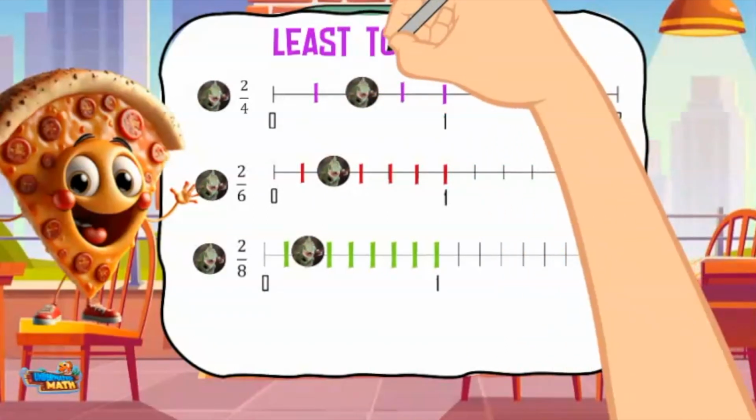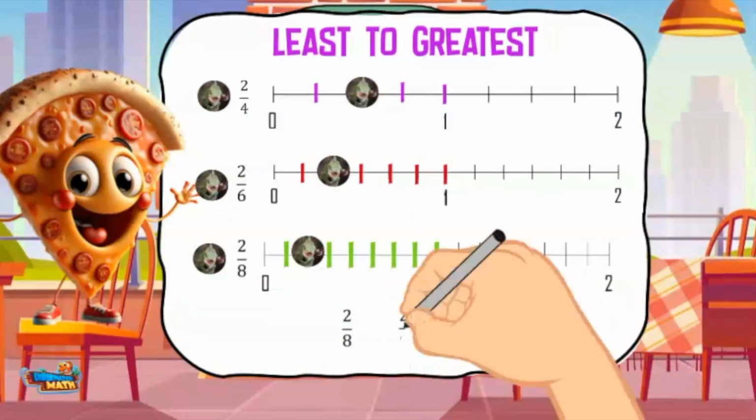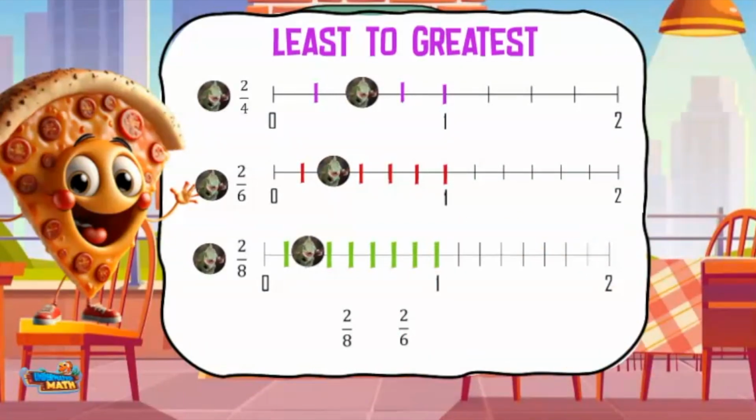Let's put these fractions with the same numerator in order from least to greatest. Least to greatest means smallest to largest. The fraction with the largest denominator is the smallest. The smallest fraction is 2/8. The next fraction is 2/6, and the largest fraction is 2/4.